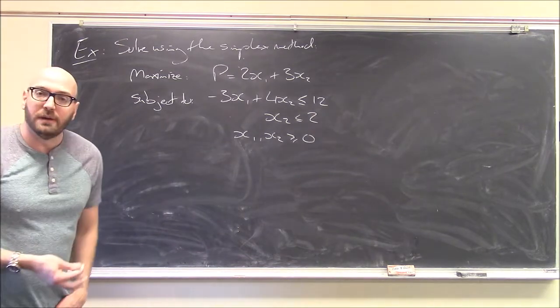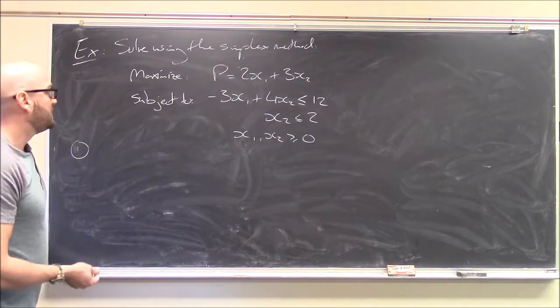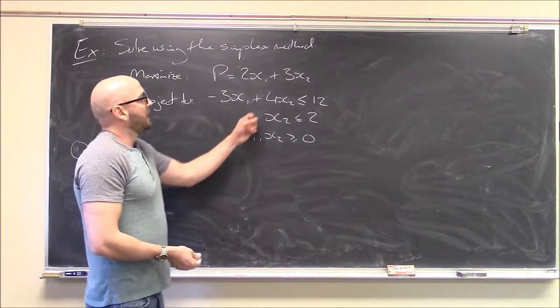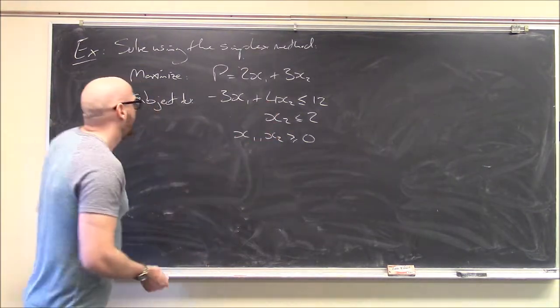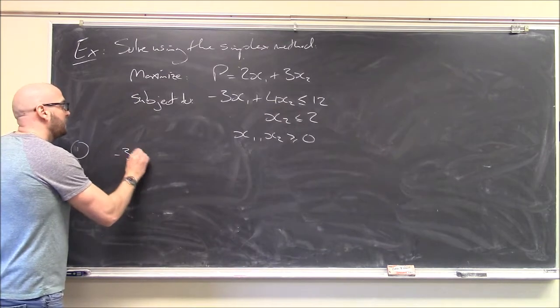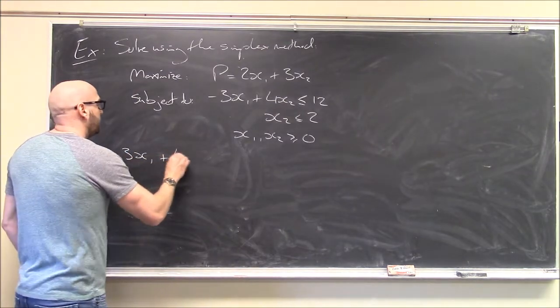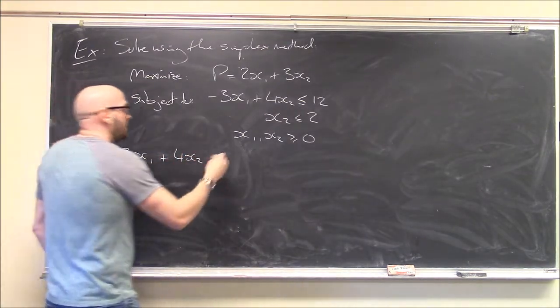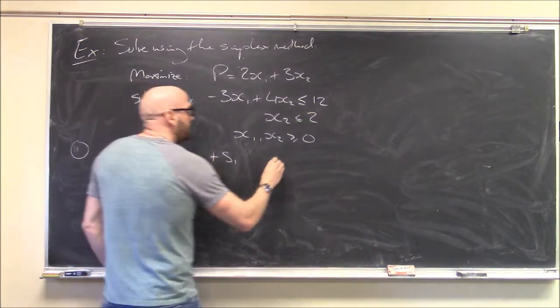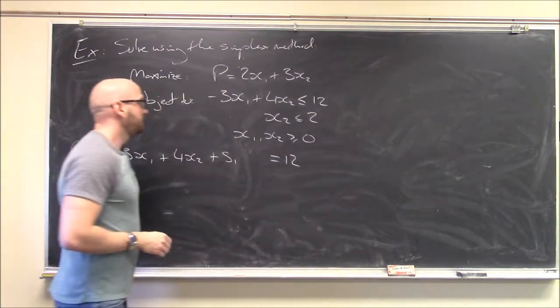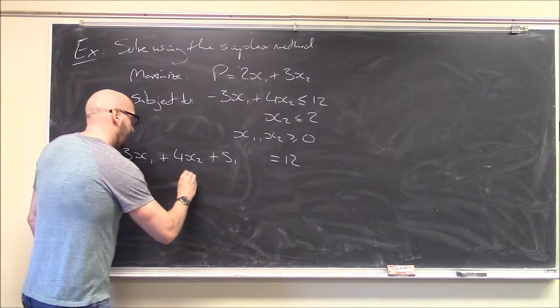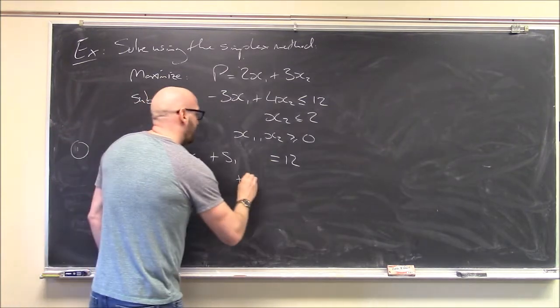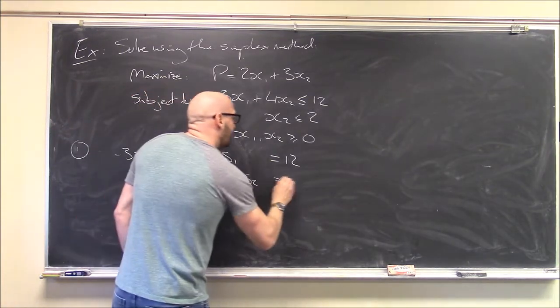So just going through all the steps from last time. Step 1, build the initial system. What do I have to do? I have to replace my I system with an E system. So I'm going to have minus 3x1 plus 4x2 plus some slack variable s1 is equal to 12. I've got x2 plus some other slack variable s2 is equal to 2.